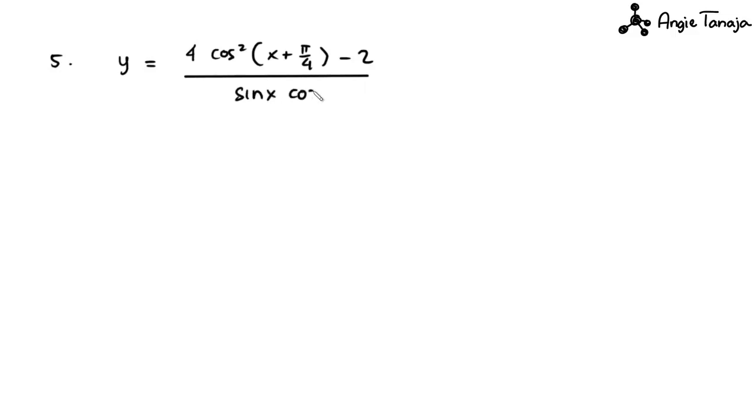Now go on to number 5. In number 5, we also try to prove, what we have here is y equals 4 cos square x plus pi over 4 minus 2 over sine x and cos x, right? And then show that y prime minus y equals 4.